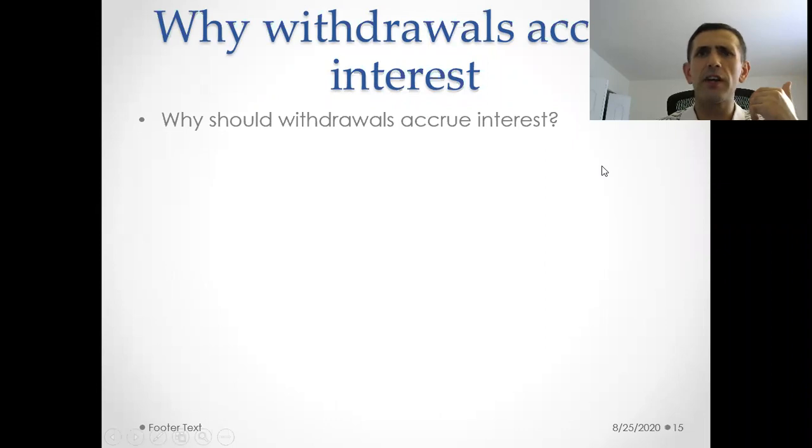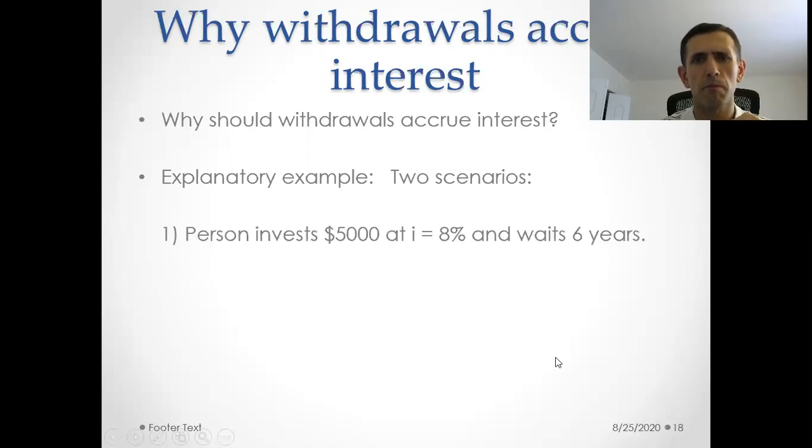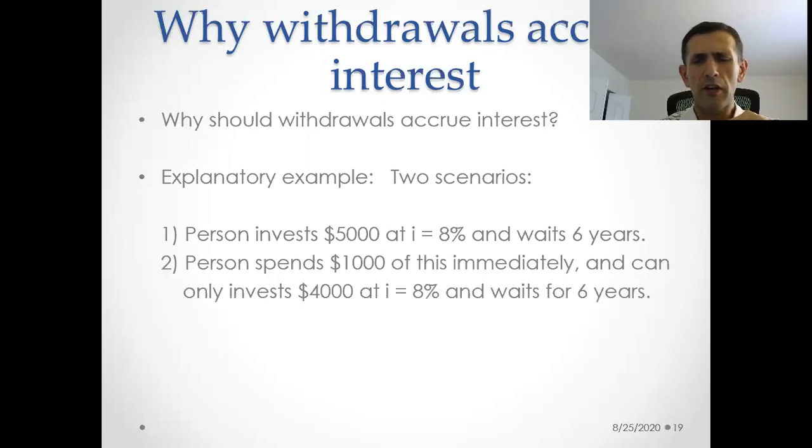So if you're really not convinced as to why withdrawals should accrue interest, let's just do a very, very simple example that should illustrate this. Let's just look at two very, very simple scenarios. Scenario one, a person invests $5,000 at 8% effective annual interest and waits 6 years. And in scenario two, a person essentially immediately makes a $1,000 withdrawal. So that's the effect of really only investing $4,000 at 8% and waiting 6 years. But I'm thinking of it as: you initially invest $5,000 and immediately withdraw $1,000.